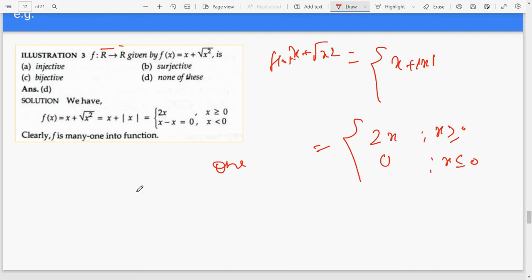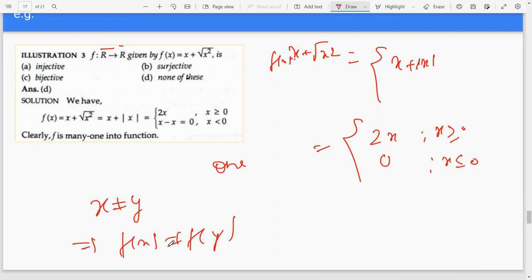one-one function. So how do we check one-one? If x not equal to y, then this implies f(x) not equal to f(y). This is the part where we check the one-one function.